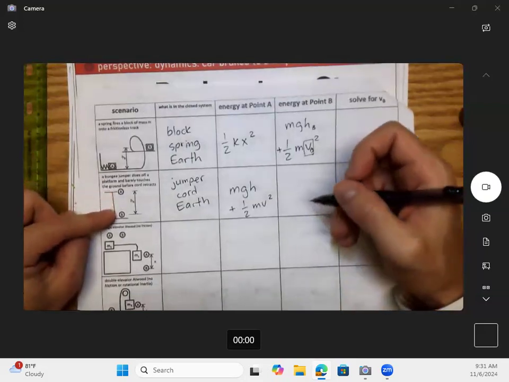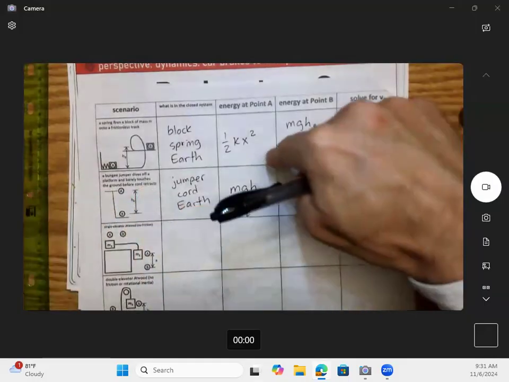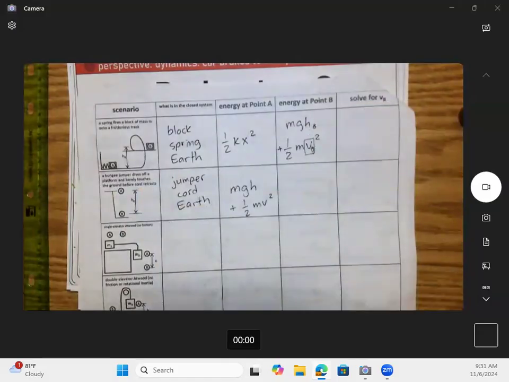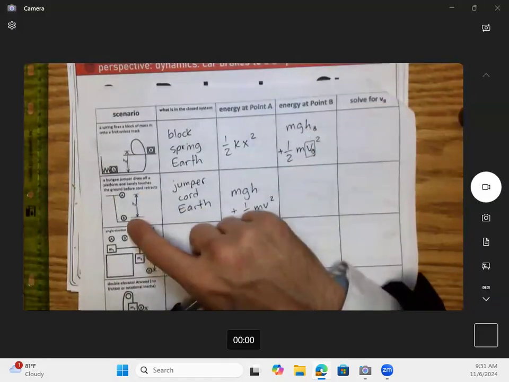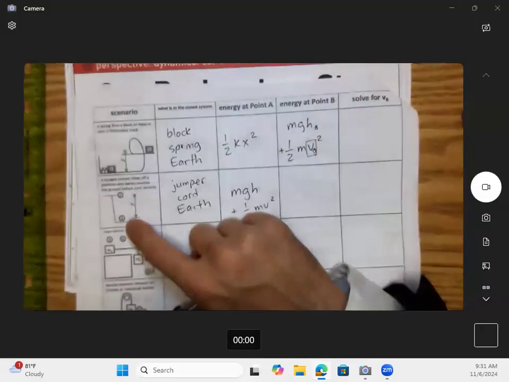Because by the time he gets to point B, does he have any gravitational potential energy? No, because he has no height. Maybe he reaches down and just touches the sidewalk. He has no height, basically. Does he have any speed at point B? No. So he has no kinetic energy either. He has no gravitational potential and no kinetic. Where did all the energy go?